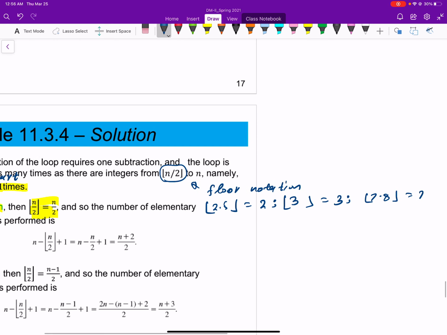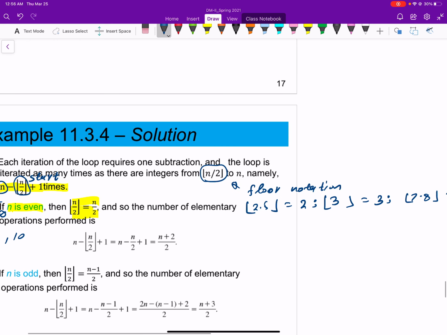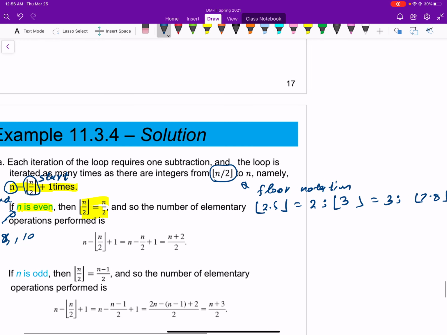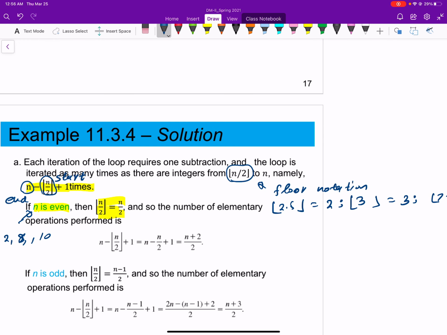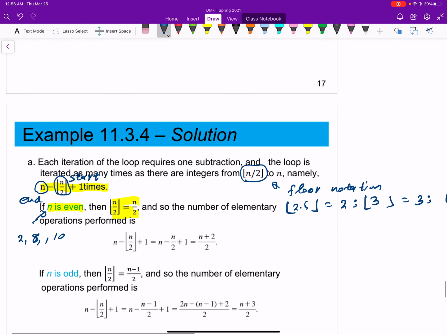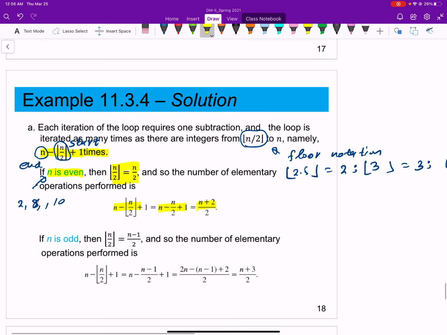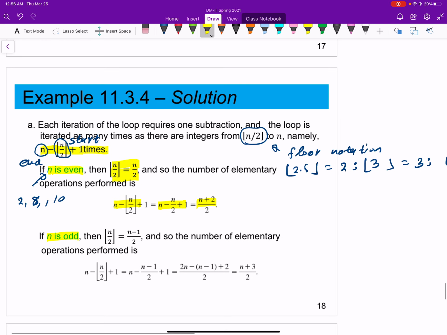Then you can just use the floor notation if n is even. If n is even, n divided by 2 is an integer. So for that you can just replace n over 2. All right, so that's clear to you. Then this can be written down as n plus 2 divided by 2. When n is odd, this is actually that.